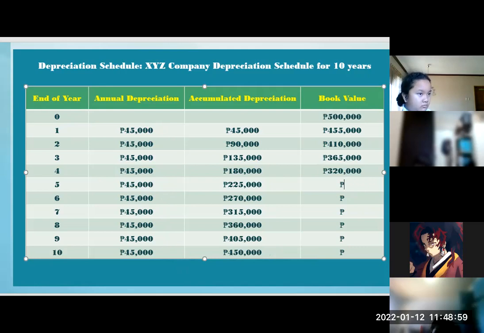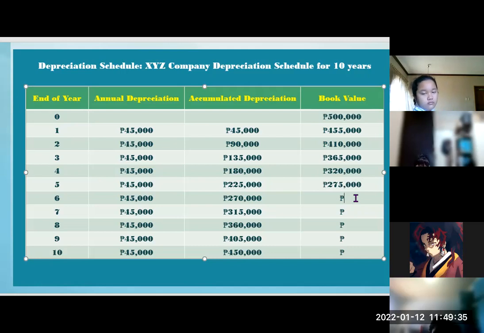Year 5. So let's call Mr. Cedric. Cedric, kindly unmute and open your camera. What's our book value in year 5? Fifth year of our depreciation schedule. 275,000. Okay, correct. 275,000 pesos.